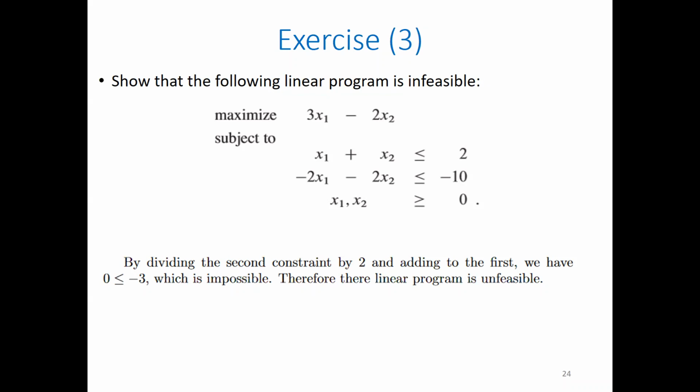Multiply the first one by 2 and then add them, and you would see that when you add them, this would become 0, this will become -3, and 0 is less than or equal to -3, which is not correct. This is a mathematical proof that this is infeasible. It has no solution.